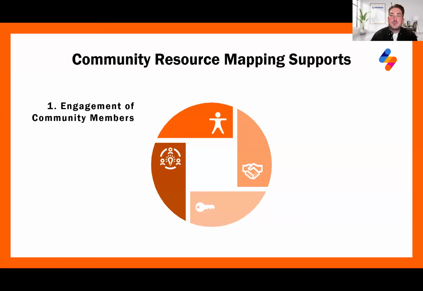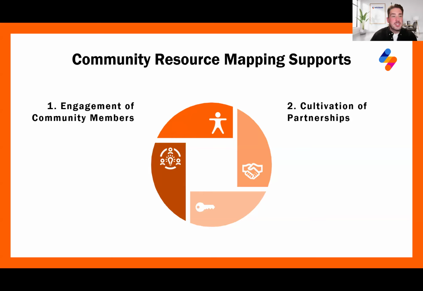The first is engagement of community members. This is about inviting residents and newcomers into the process, so the map reflects real life, not just paperwork. When people participate, they share insights we'd never find from a desk. The second is cultivation of partnerships. A shared map gives us a shared tool, right? It makes overlaps and gaps visible so organizations can plan together instead of working in parallel.